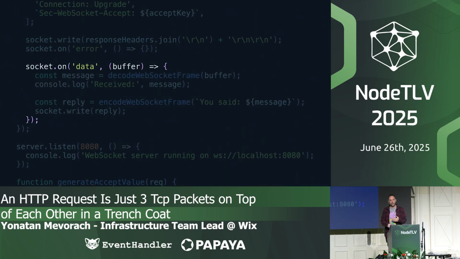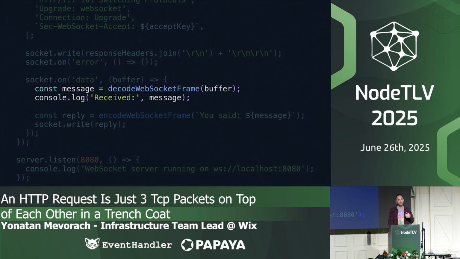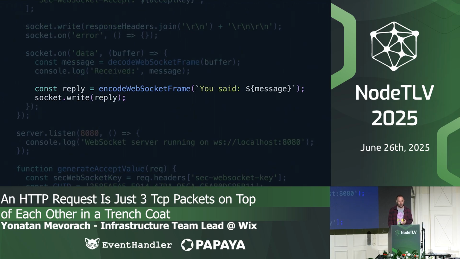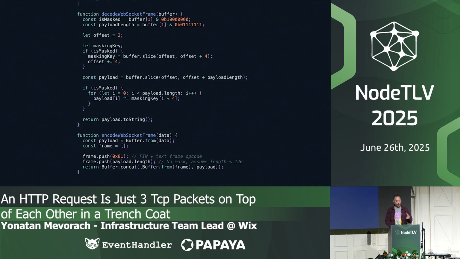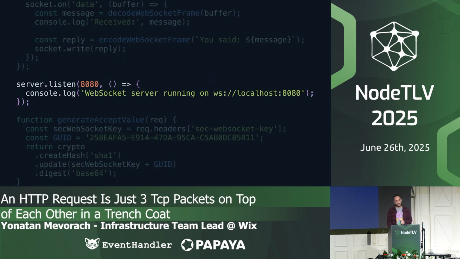And then, just like before, using socket on data, we can start getting messages from the client. The only requirement is that we decode them and encode them according to the spec, which we won't go over. It's very tedious byte shifting code, but you can read it later. This is just how the WebSocket spec tells you that you must encode and decode the data. And again, as before, if we want to start a server, we need to call server listen and say which port we want to start listening on.